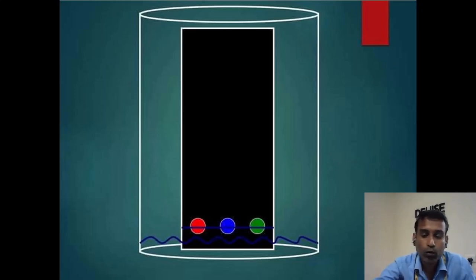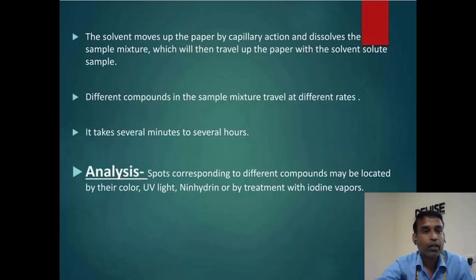So if the spotted portion has a higher amount of non-polar substance, it will move faster, and if it has a higher amount of polar substance, it will move slower. So this is the general mechanism of paper chromatography. Here the solvent moves up the paper by capillary action and dissolves the sample mixture, which then travels up the paper.